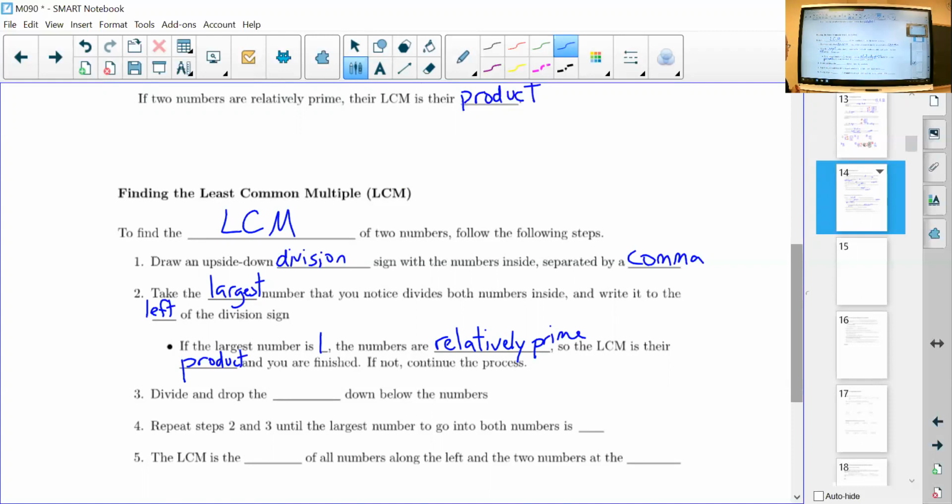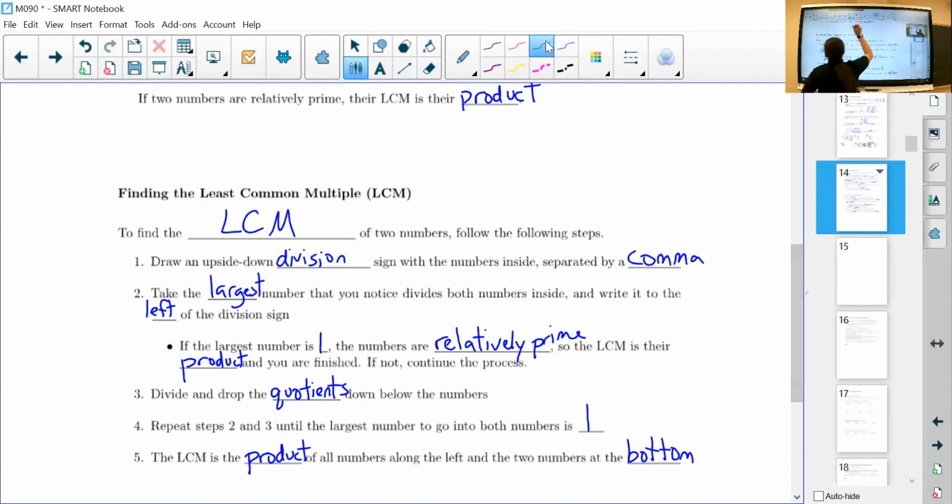Otherwise, continue the process. Divide, drop the quotients down below the numbers. We're going to just keep doing that, steps 2 and 3, until the largest number to go into both numbers is 1. And then the LCM is just the product. We just multiply together all the numbers along the left and the two numbers at the bottom.